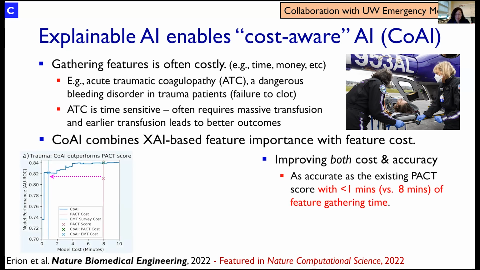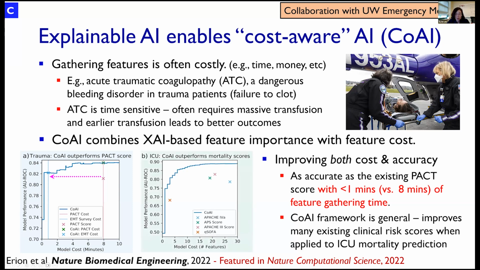So here is one example result where the y-axis is the prediction accuracy, and the x-axis is the cost over the input features. You can see Co-AI does better than the existing clinical score, which is PACT, P-A-C-T. Co-AI is just as accurate, but in terms of the model cost, much shorter time is needed to collect all the features, and it's a general machine learning framework. You can also improve existing clinical risk scores to predict mortality of critically ill patients in the ICU, and we showed that in the same way it outperforms all the other clinical indices.